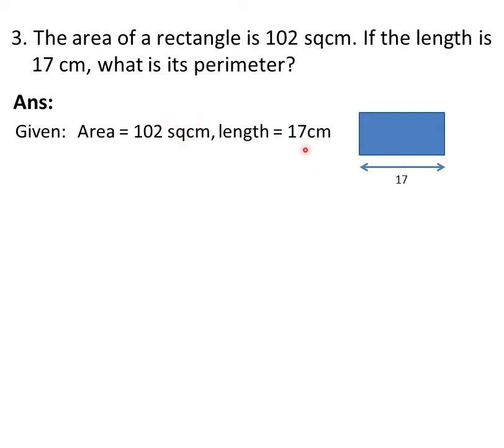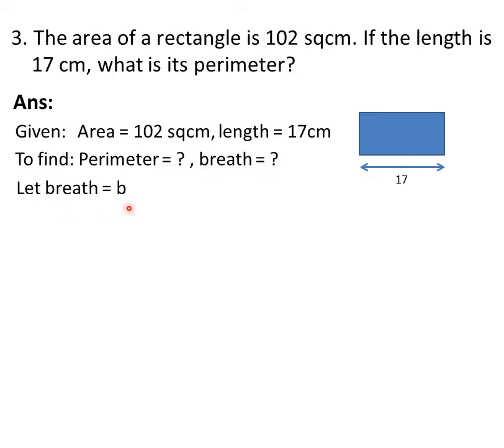Be very careful of the units, okay? Just write whatever units are given, whether it is meter, whether it is centimeter. What is to find? They have asked us to find perimeter. So perimeter is equal to question mark. Now to find the perimeter, you need to find the breadth of the rectangle. So breadth is also equal to question mark. Let the breadth be equal to b. Now where is the breadth? This side is the breadth of the rectangle.